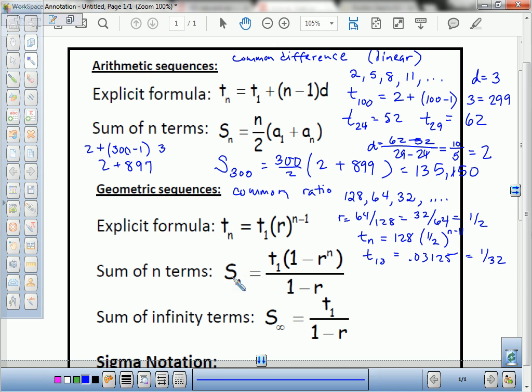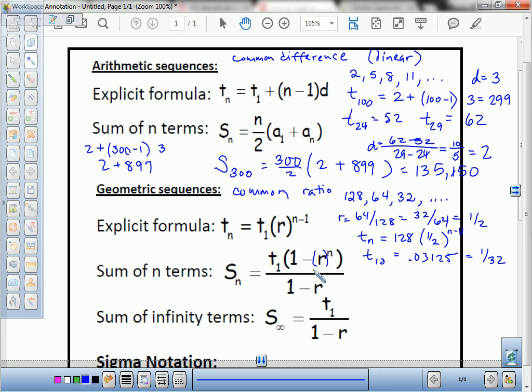All right, now, if we were to find the sum of the first n terms, so a finite number of terms, so the sum of the first 12, the sum of the first 8, the sum of the first 1,000, okay, we would use this formula. Now, when you put this in your calculator, guys, this ratio, if it's negative, needs to be in parentheses here.